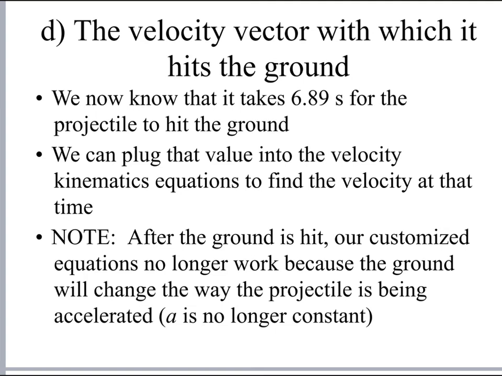And so we just solved, it takes 6.89 seconds from the time the projectile is launched to the time it hits the ground. So all we do is take that time and plug that value into the velocity kinematics equations, and that'll give me the velocity at that time. And of course, after the ground is hit, our equations no longer work because the ground will change the way the projectile is being accelerated. In other words, the acceleration is no longer constant once it hits the ground, so the kinematics equations don't work anymore.